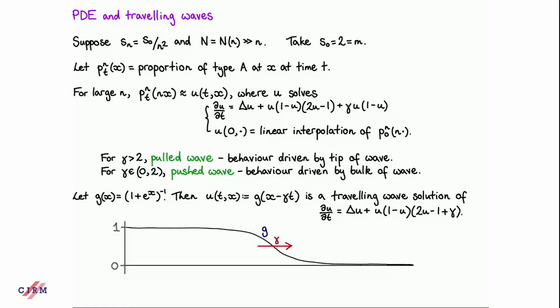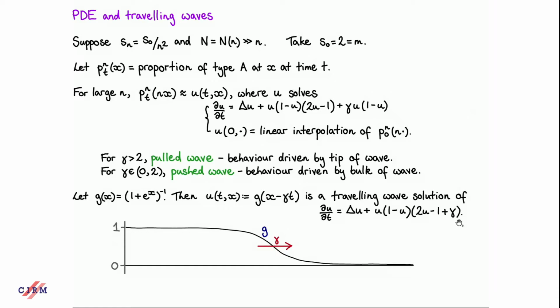But for gamma between 0 and 2, the relevant travelling wave is a pushed wave, which means that the behaviour is driven by what happens in the bulk of the wave. And we're going to be concentrating on the pushed wave case from now on. And in that case, the travelling wave has a nice explicit form. So if we let g of x be 1 over 1 plus e to the x, then u of t and x being g of x minus gamma times t is the travelling wave solution of our PDE.